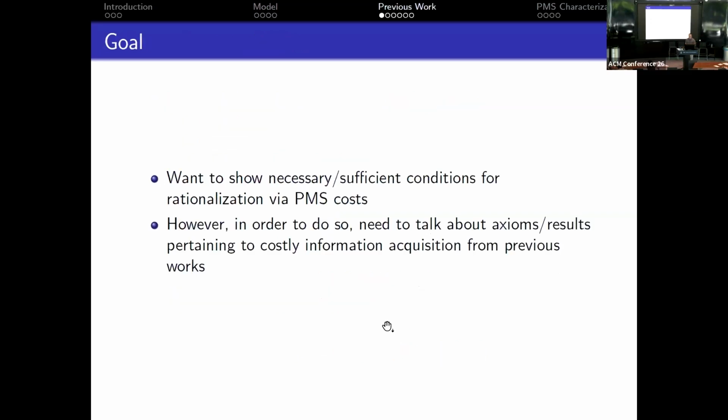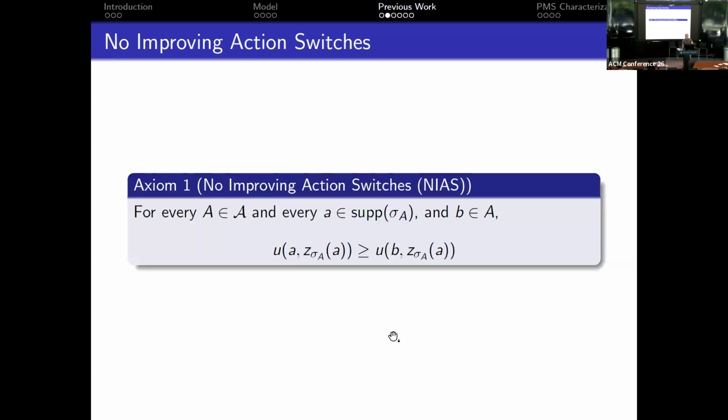So our goal here is to provide necessary and sufficient conditions under which we can rationalize the stochastic choice function by posterior-mean separable costs. However, to do so, we need to talk about some results pertaining to cost and information acquisition from previous works. And so that'll lead into the comparison and contrast with what we get here. Now, the first axiom is extremely standard in this literature.